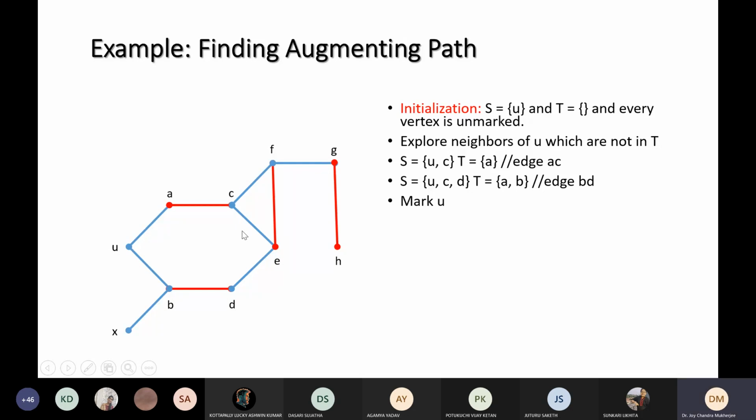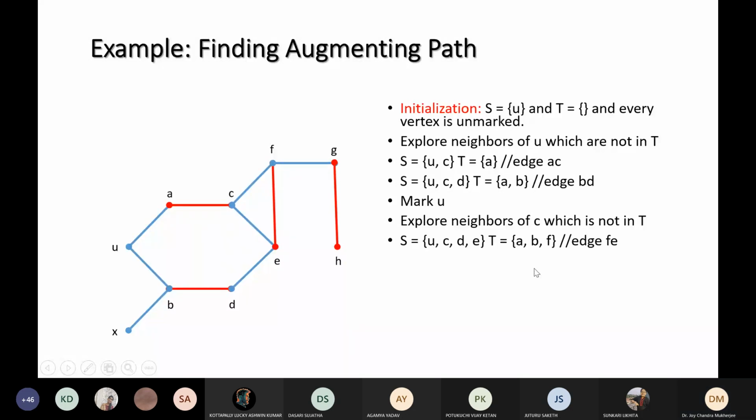Then I explore the neighbors of C which are not in T. So C has two neighbors, F and E. None of them are in T. So first I go for the FE edge. C to F, F to E. So I reach E through a saturated edge FE. So E will be in S and F will be in T.